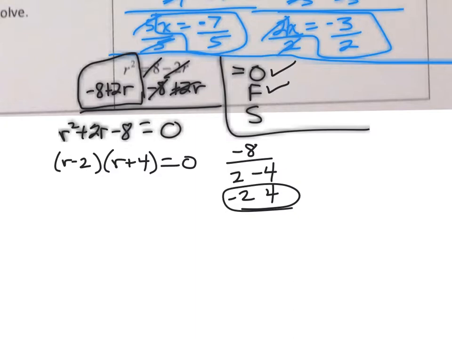So the second part of the problem is done. We've got it factored. And now we're ready to solve. And we're going to solve it just like we did the last problem. We're going to take each factor, set it equal to 0, and solve. So r minus 2 equal to 0. r plus 4 equal to 0.